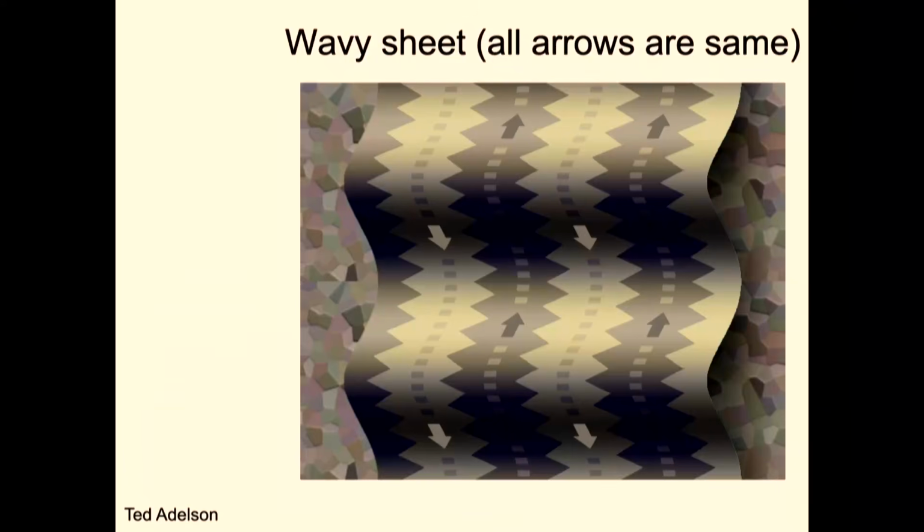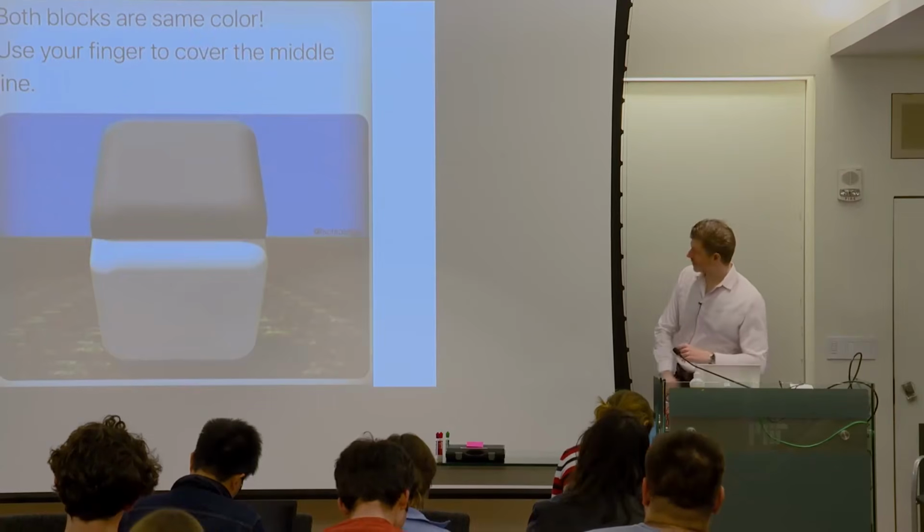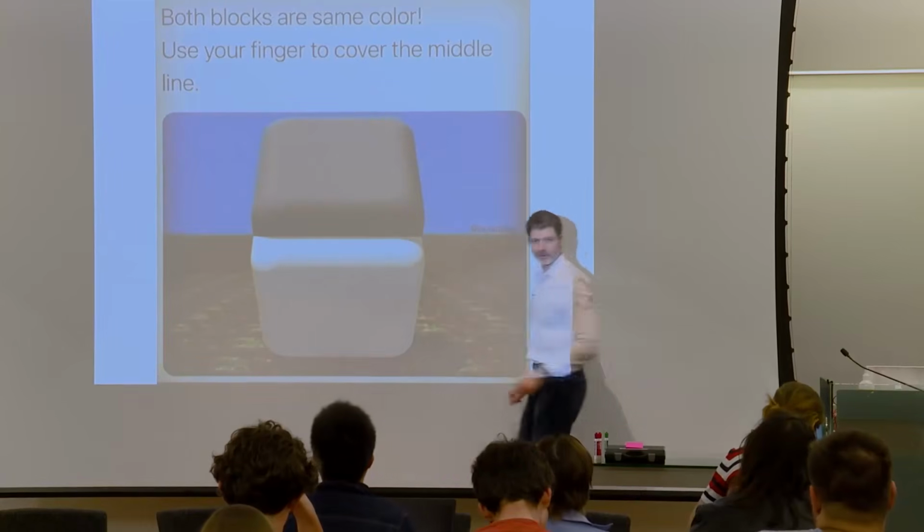Okay. And this is another one with the same idea. So the arrows here are all the same, but they look very, very different. Okay. This one is also pretty cool. So the two blocks are actually the same color. If you put your fingers covering this up, you'll be able to see that.